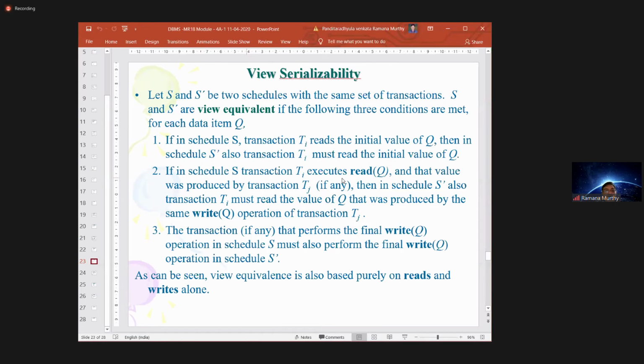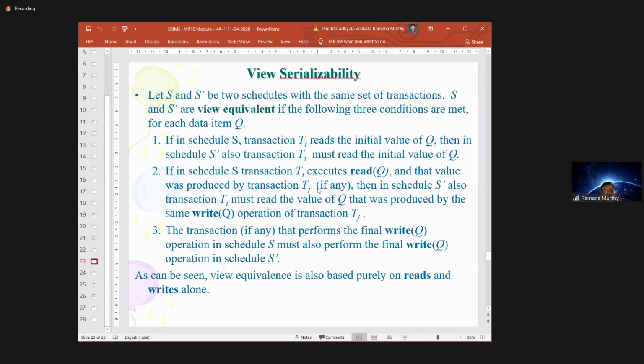And that value is produced by TJ. అంటే TJ మోడిఫై చేసిన వాల్యూ కనుక TI రీడ్ చేస్తుంటే TJ మోడిఫై చేస్తుంది, T2 మోడిఫై చేస్తోంది. T2 మోడిఫై చేసిన వాల్యూ TI రీడ్ చేసింది. లేదు TI మోడిఫై చేసిన వాల్యూ TJ రీడ్ చేసింది.